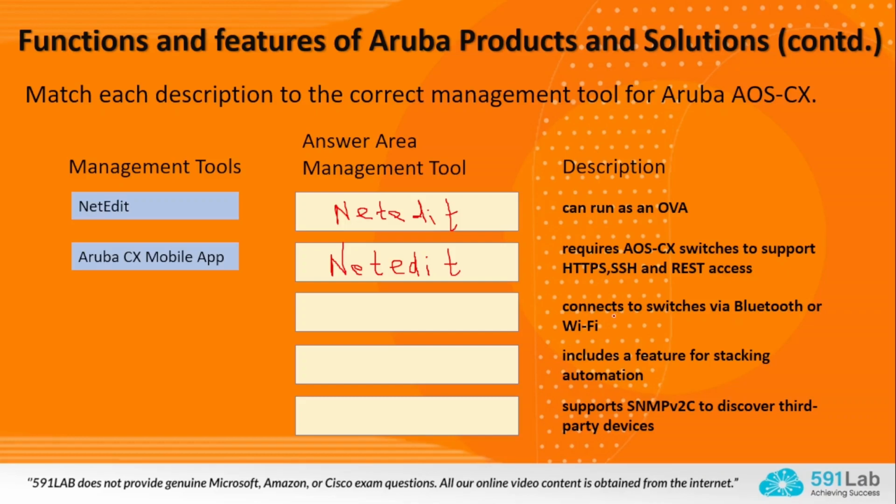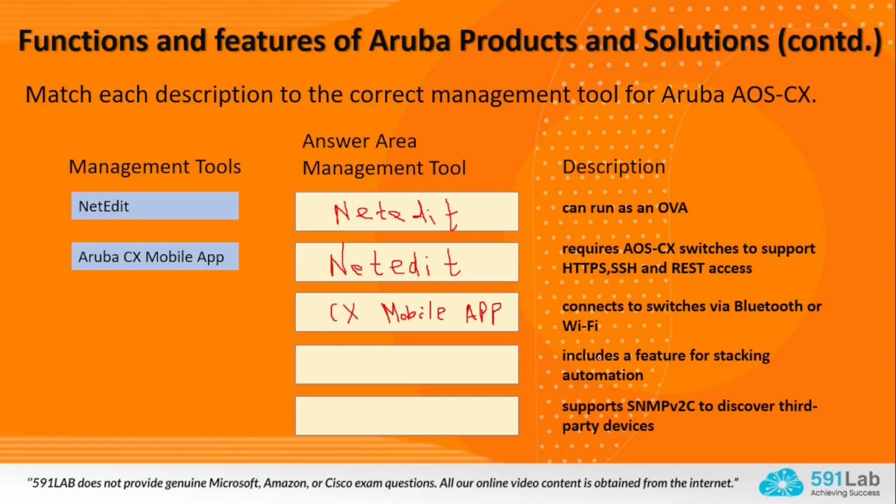Now third description, connects to switches via Bluetooth or Wi-Fi. So this is CX mobile app. So I'll just make it short, CX. This is CX mobile app because it uses Bluetooth or Wi-Fi to connect to the switch.